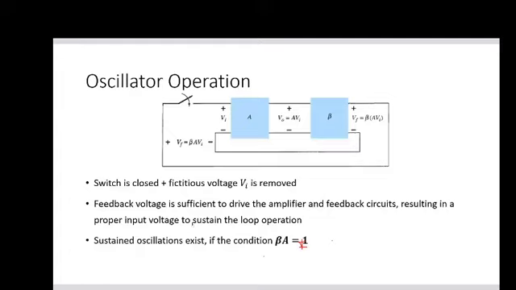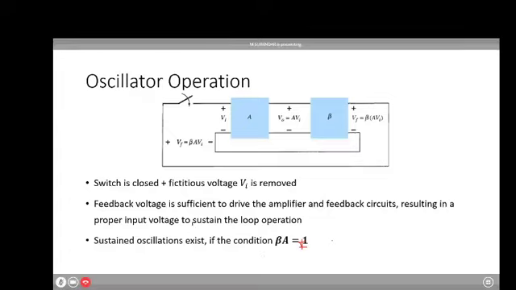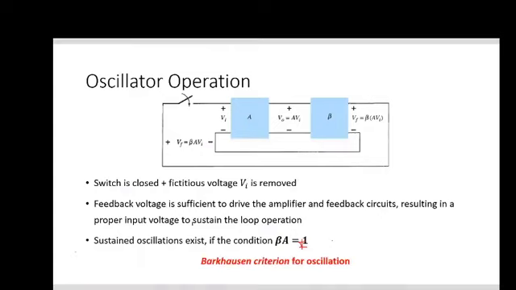This criterion is known as the Barkhausen criterion. Oscillations will occur only if the oscillator circuit satisfies this Barkhausen criterion, that is, A beta is equal to 1 or greater than 1. At times it will be greater than 1, then only there will be an oscillation. We will see a little detail about the Barkhausen criterion because this is very, very important.